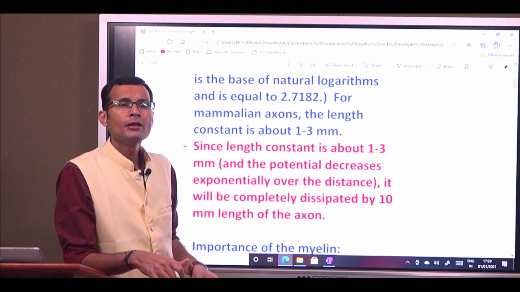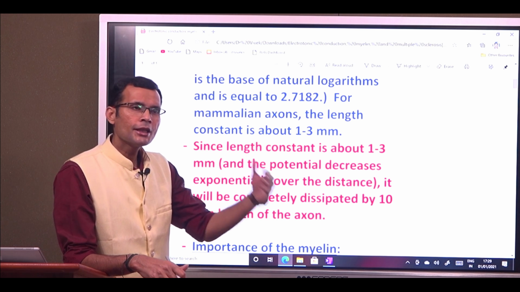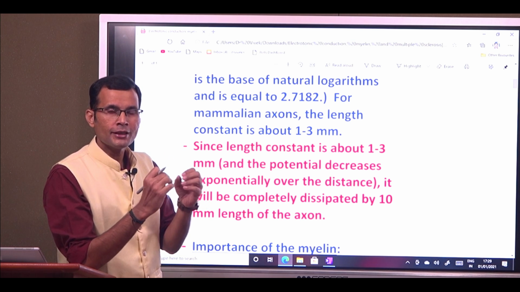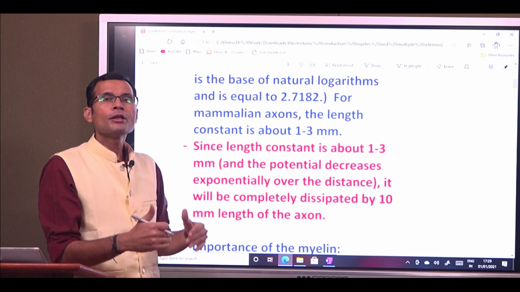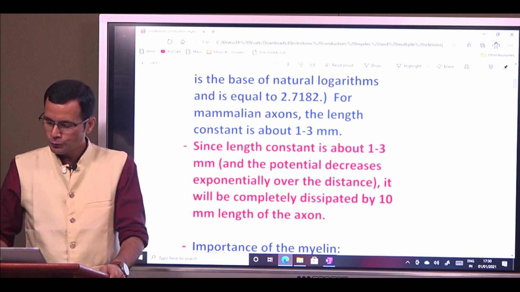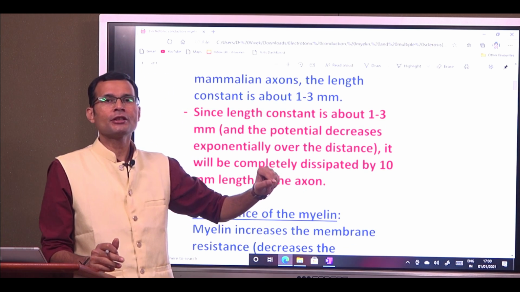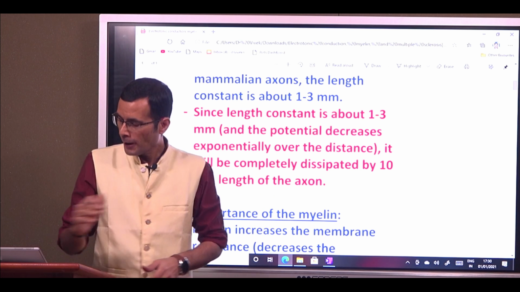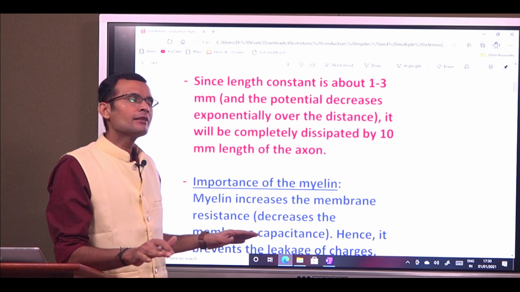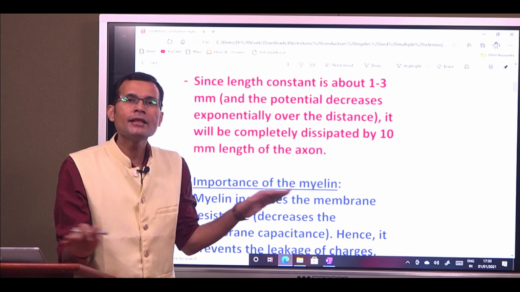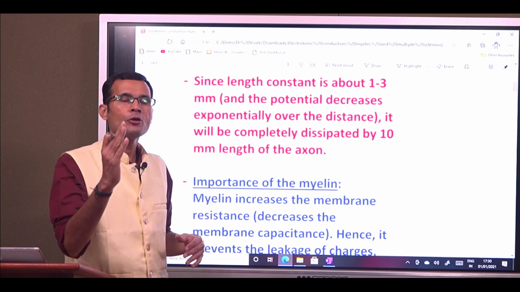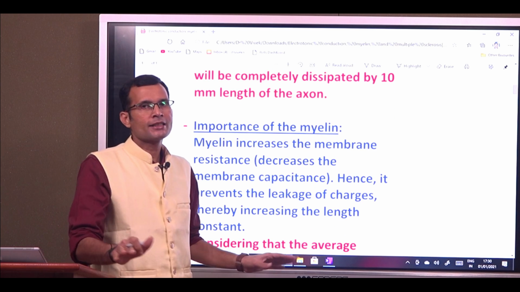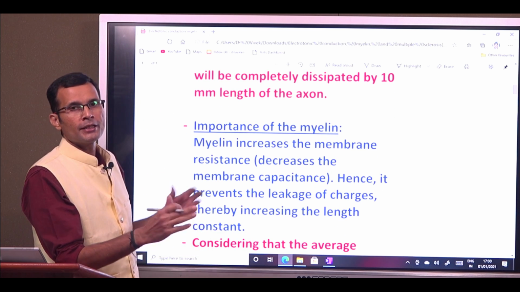So as I mentioned, over 3 millimeters length of the axon, the current strength of this electrotonic conduction will decrease to 37% of its maximal value, and that's how it will decay exponentially, and that's because of the leakage of charges across the axonal membrane, right? Therefore, by 10 millimeter length, those charges will be completely dissipated. Charges have leaked out because of capacitance, and that's it. I mean, 10 millimeter length is the maximum that can be carried by the electrotonic potential.